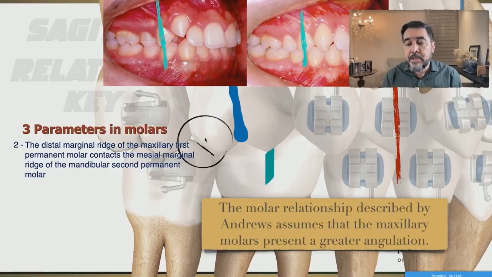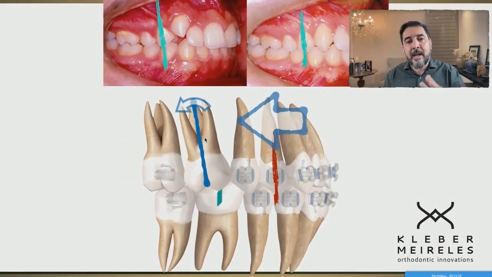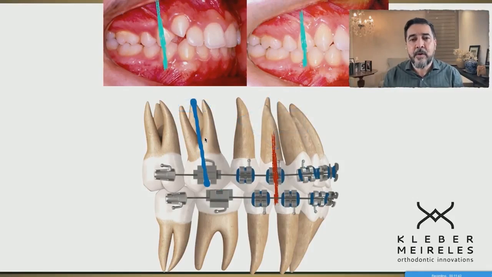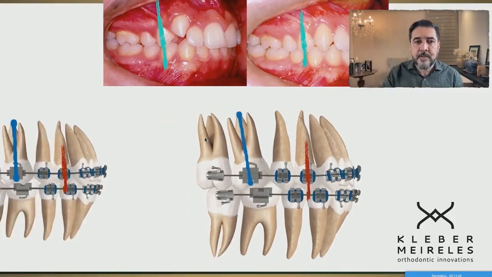So the molar relationship described by Andrews assumes that the maxillary molars present a greater angulation. 5 degrees, 10 degrees of angulation is what we need. Of course, we're going to deal with this by choosing the right angulation from case to case. It's individual, okay? And here we have it. So it allows us to have a better intercuspation of premolars and canines. And this angulation is very good, very beautiful, and allows that to happen. So this is the first condition.